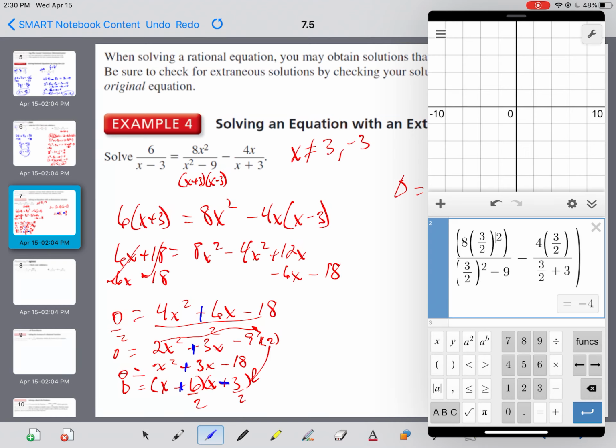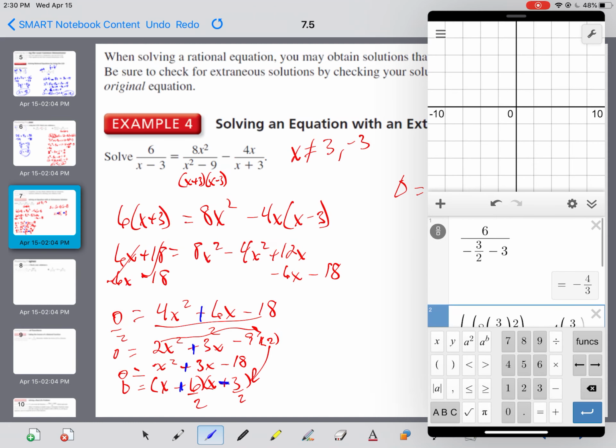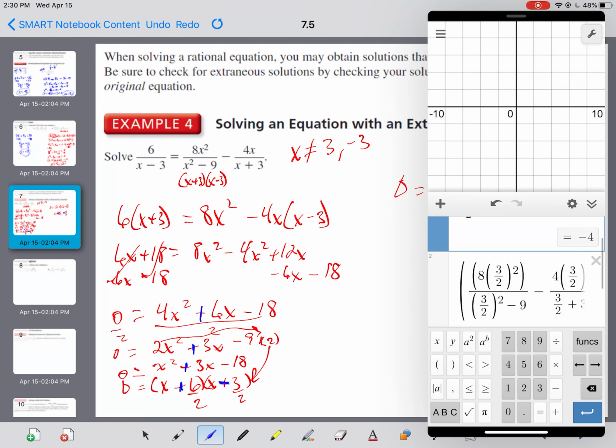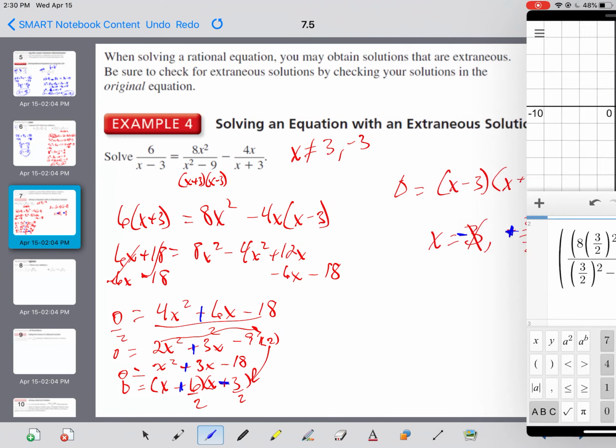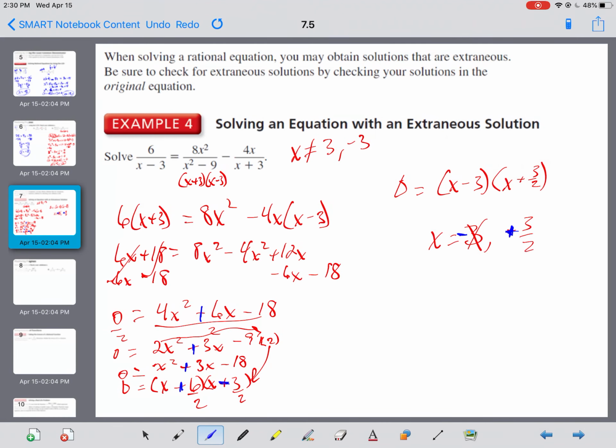3 halves. 4 times 3 halves. Oh, but this top one should be that way as well. Look at that. Oh, negative 4, negative 4. I like it when it works. There we go. Again, look at me, fast mathing, and I put a negative 6 instead of a positive 6, and it got me off.